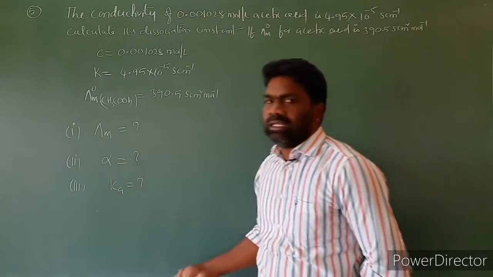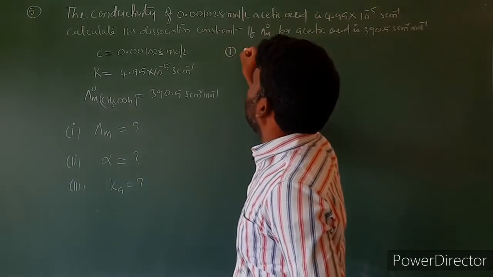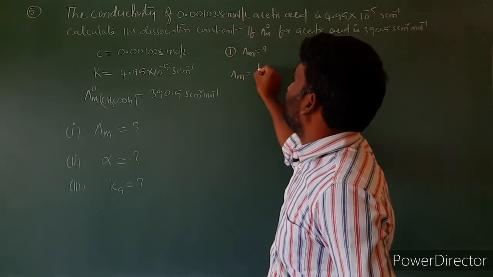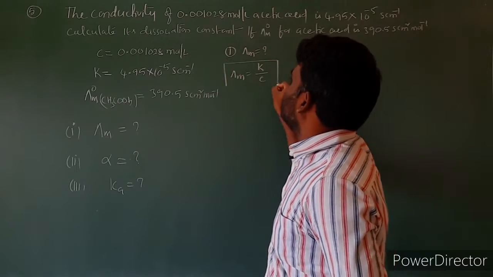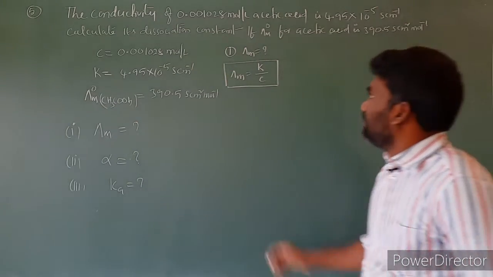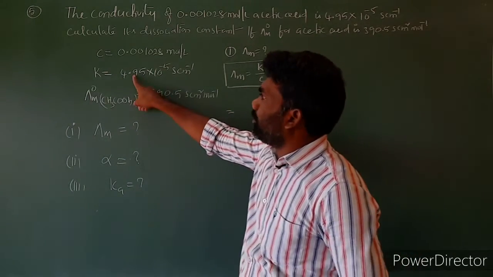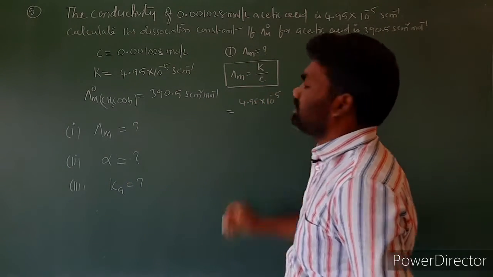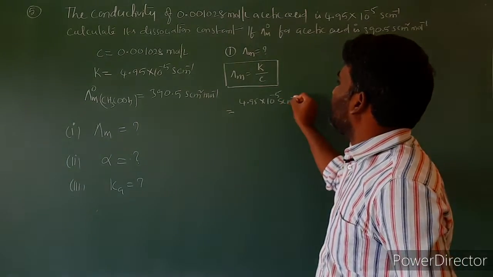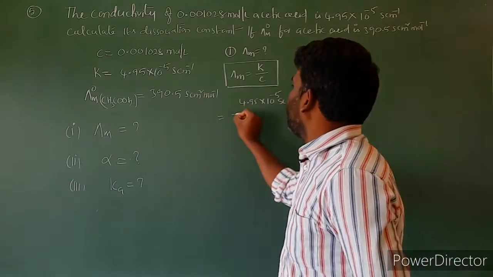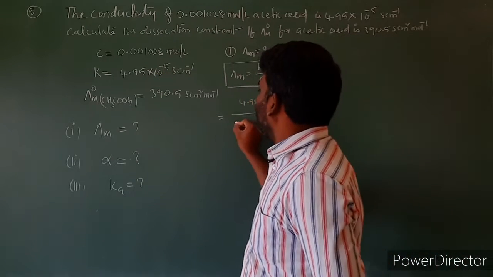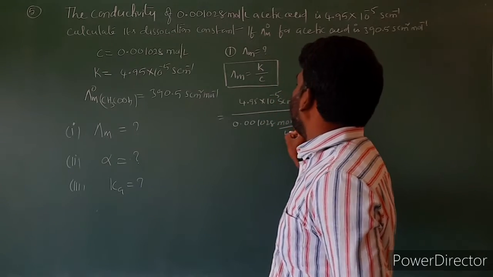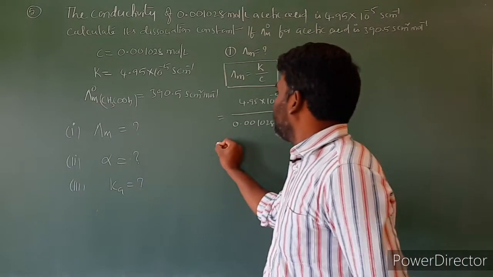So these are the three questions we have to solve. First question is to find out lambda m. The molar conductivity formula is lambda m is equal to K by C. K is given as 4.95 into 10 power minus 5 Siemens centimeter inverse, by the concentration, which is 0.001028 mole per liter, isn't it?